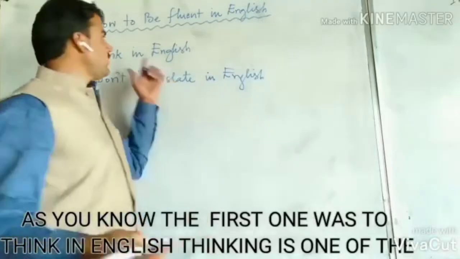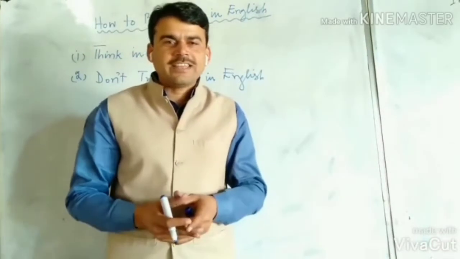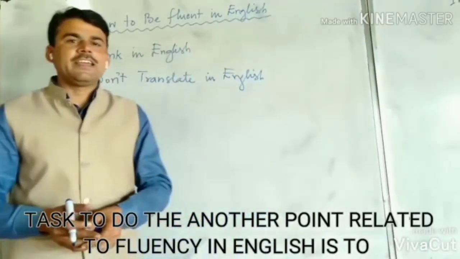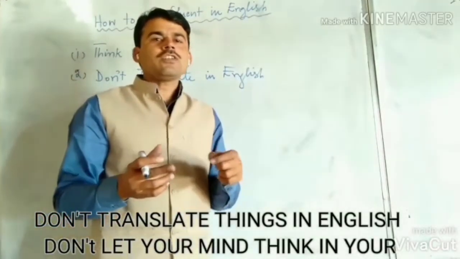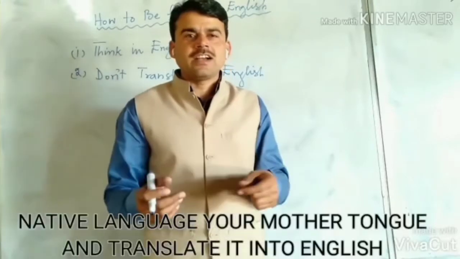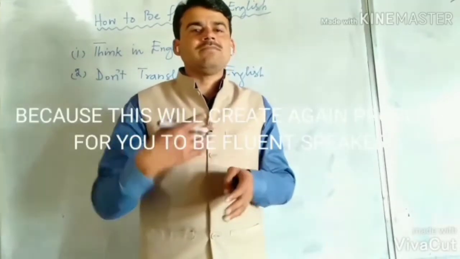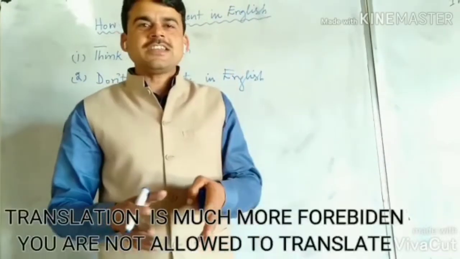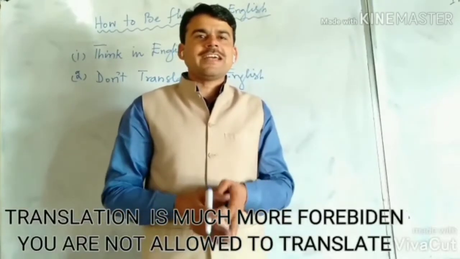As you know, the first one was think in English. Thinking is one of the difficult tasks to do. Another point related to fluency in English is to not translate things into English. Do not let your mind think in your native language, your mother tongue, and then translate it into English, because this will again create a problem for you to become a fluent speaker. Therefore, translation is much more like forbidden. You are not allowed to translate things.